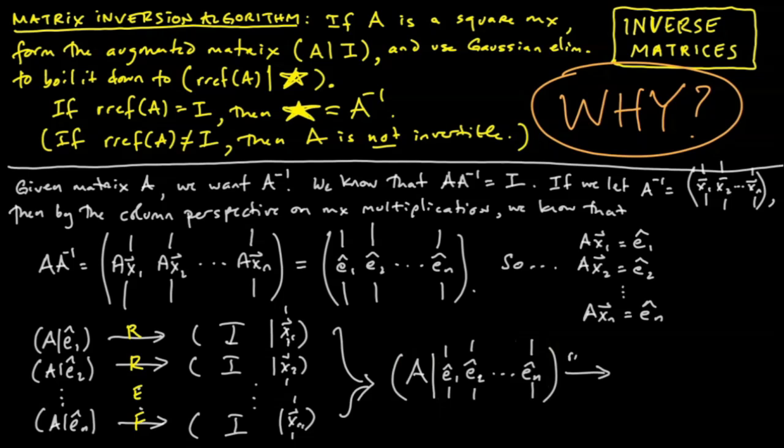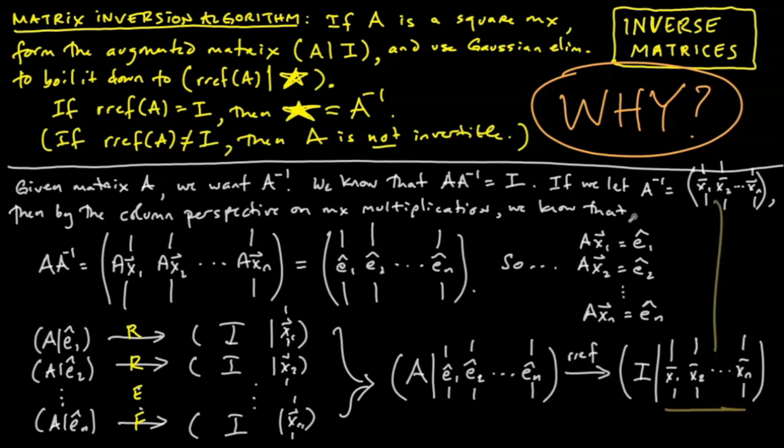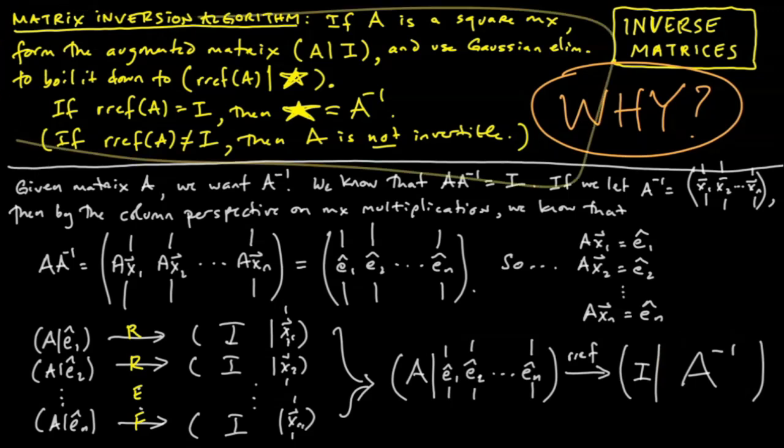And when we carry out the row reduction, we'd still get the identity matrix on the left, but then on the right, those columns would turn into the solutions of those n systems. We're just doing them all together rather than separately. But those solutions, x1 through xn, of course, that is going to be the inverse matrix, which is what we were after. And now we can see why this matrix inversion algorithm that I showed you before does indeed produce the right thing.